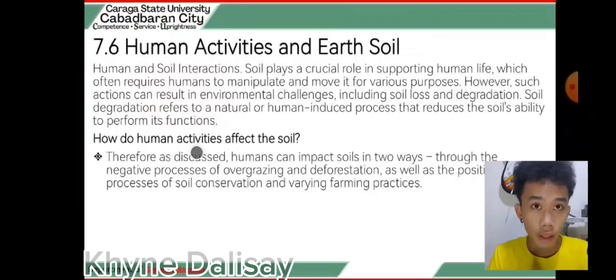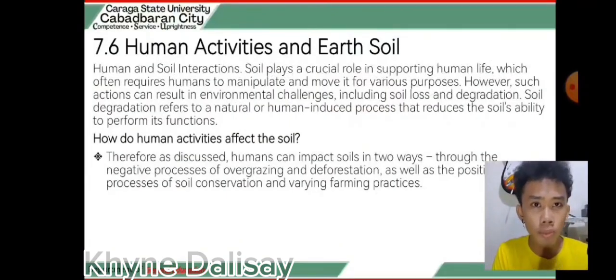So, human activity and earth soil. Soil plays a crucial role in supporting human life, which often requires humans to manipulate and move it for various purposes. However, such actions can result in environmental challenges or harm, including soil loss and degradation. Soil degradation refers to a natural or human-induced process that reduces the soil's ability to perform its function.